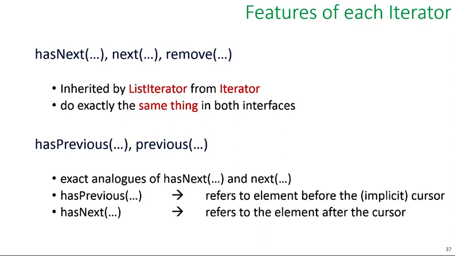Do I get what? A null pointer? Do I get an exception? No, you just get false. Okay? The hasPrevious, hasNext is working from the perspective of the programmer using the array list.